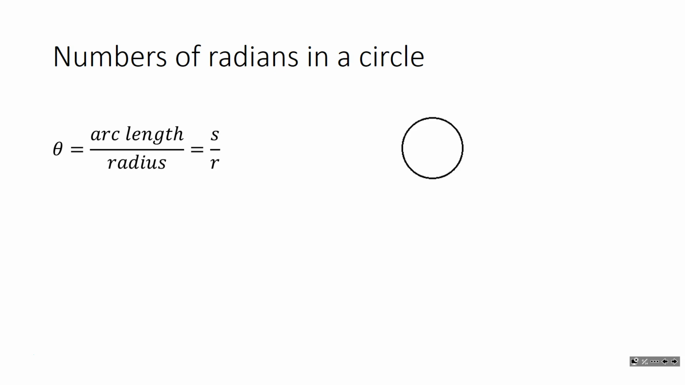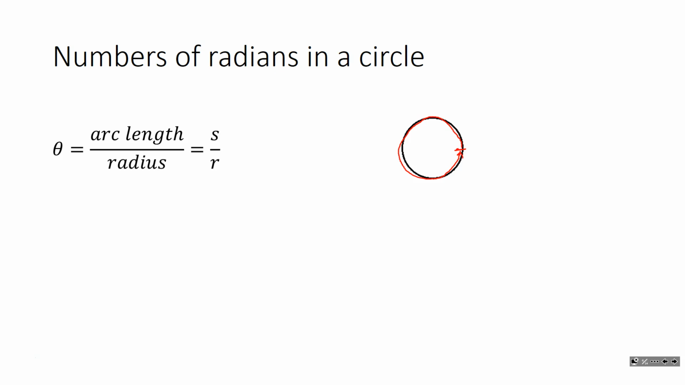Now, an interesting question would be, how many radians are in a circle? Well, we use the formula theta equals arc length over radius, that is s over r, and let's look at the circle over there on the right. Now, if I were to go all the way around a circle, like let's say this is my starting point here, so I start going around, I keep going around all the way here. Excuse the rough drawing there.